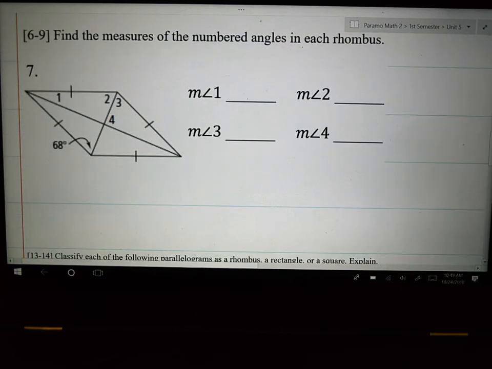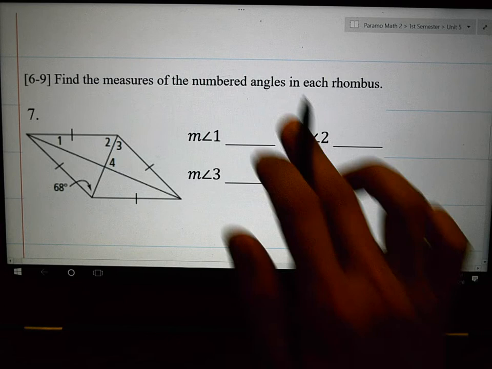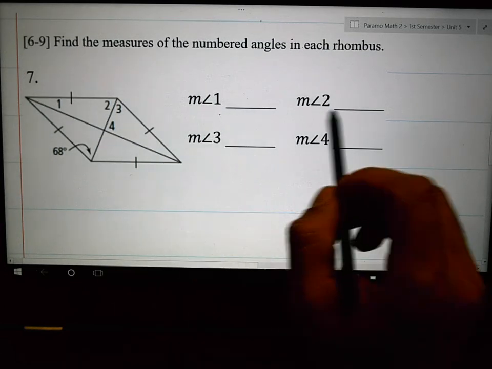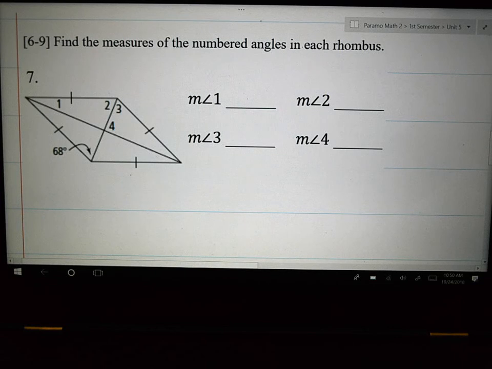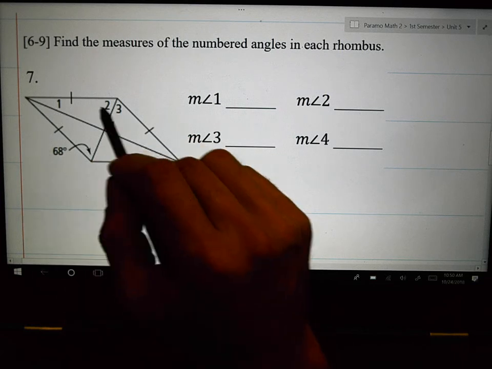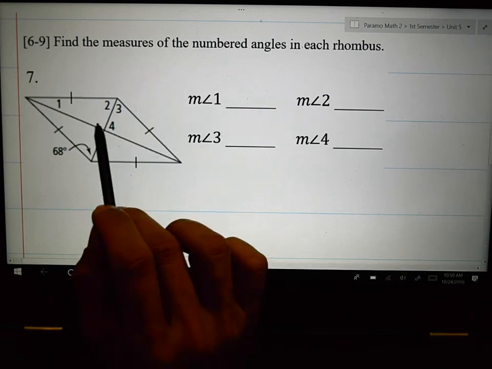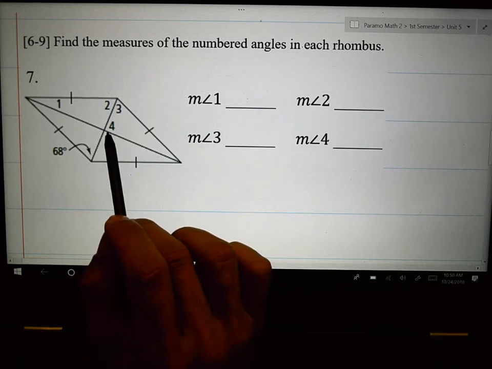Scooting over to number 7. This is how the majority of your problems are going to look for a rhombus. It says, find the measures of the numbered angles in each rhombus. You're going to have to figure out the measure of angle 1, 2, 3, and angle 4. They give you one piece of information, the 68 degrees. So what I would always suggest is to start with this middle angle first, angle 4.